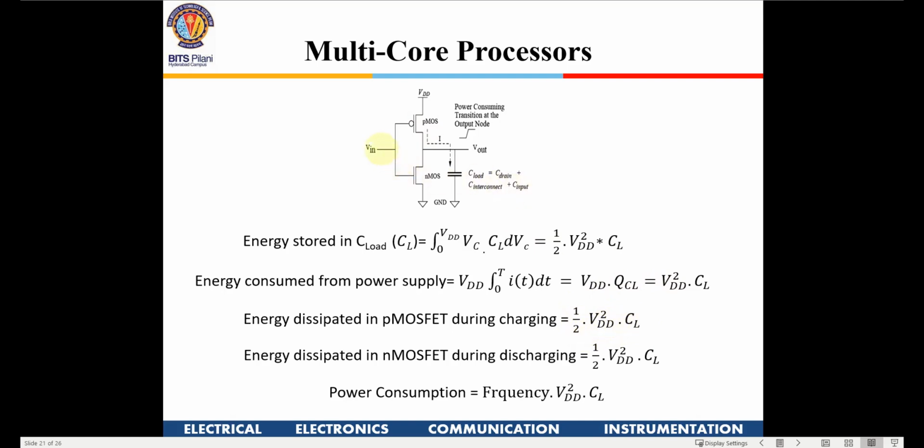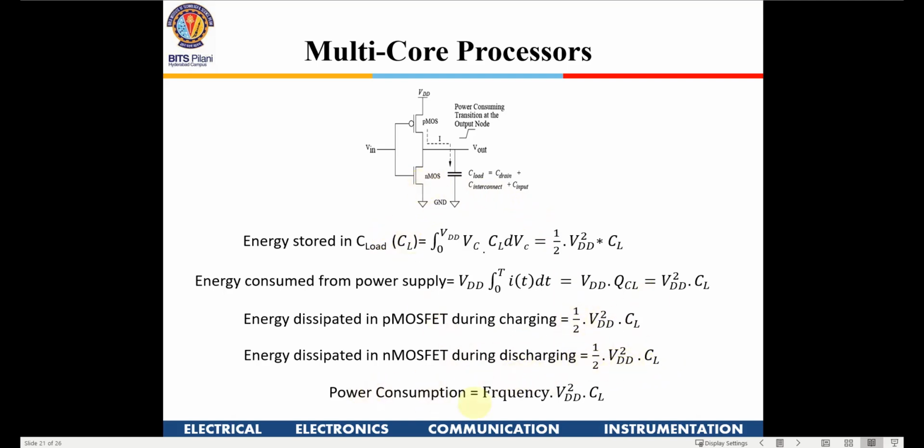Similarly, when the input goes from 0 to 1, this is switched off and this is switched on. So whatever charge was stored in the node capacitors, that was half VDD square, gets discharged to ground. Energy cannot be destroyed, so it gets dissipated as heat in the NMOS. So during discharge, half VDD square CL energy gets dissipated in the NMOS.